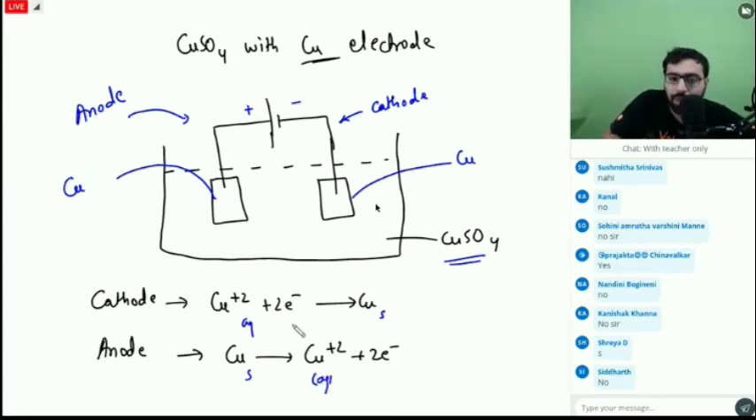So look, at the cathode there is deposition of copper happening because this aqueous ion is getting deposited on copper. Cu2+ gains 2 electrons to become copper. So it gets added on to copper. But what happens at anode?